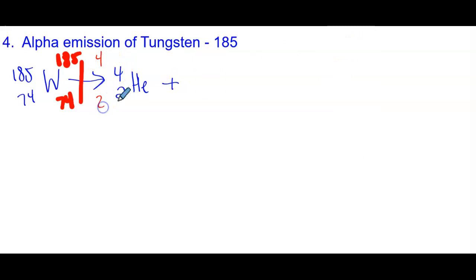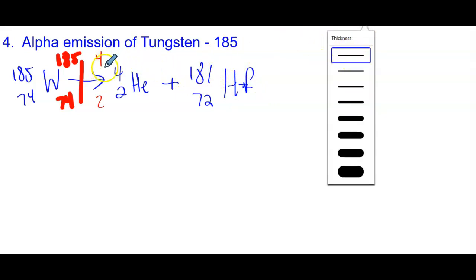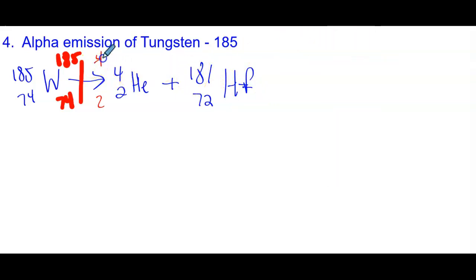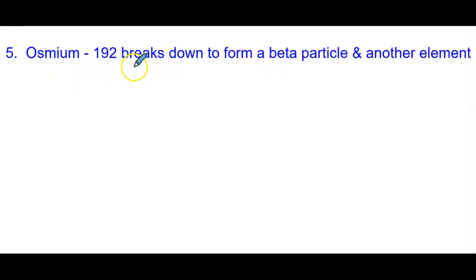And then this is 4 and 2. Okay, so we're thinking about what do I need to get to 185? I need 181. 181 plus 4 gets me 185, and what plus 2 gets me to 74? 72. And I look up element 72, and I see it's Hf, hafnium. And then I'm going to double check my math here. So I take 4 plus 181, I get 185. And 72 plus 2 gets me to 74. I know I'm done.